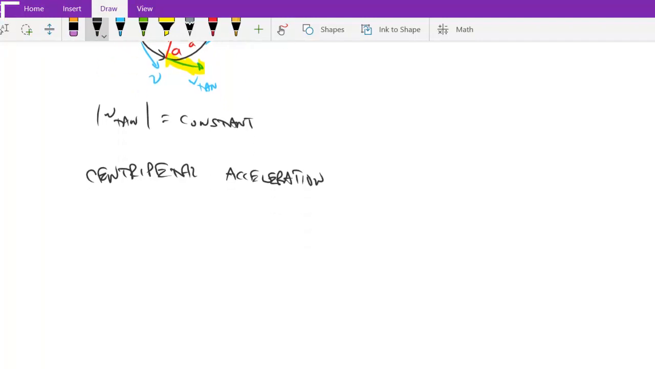So we put an AC, centripetal. What this means, centripetal is Greek. It means center seeking. So it's an acceleration which is always towards the center. So it's the center seeking acceleration, AC.